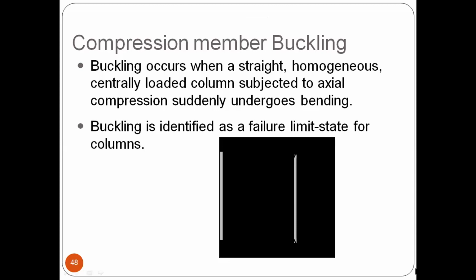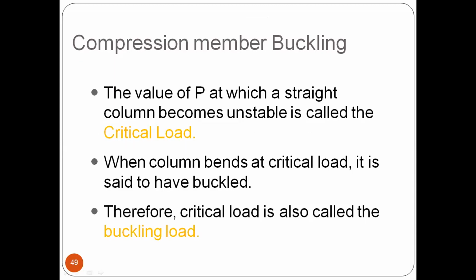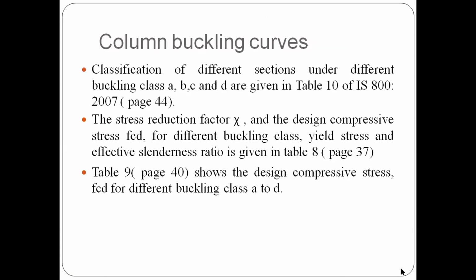Okay, so these are the different modes. In compression member buckling, where we are going to design your column, the load at which it becomes unstable is called the critical load. So the critical load is also called the buckling load. PCR is nothing but a critical load, and the critical load can also be called a buckling load.